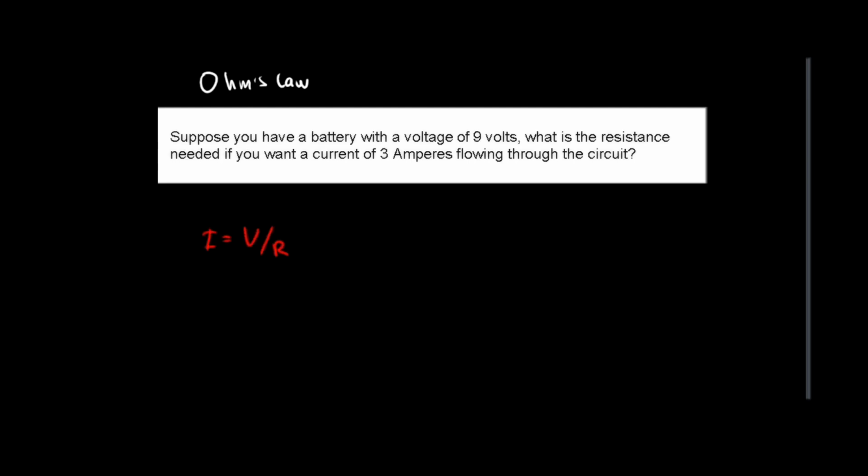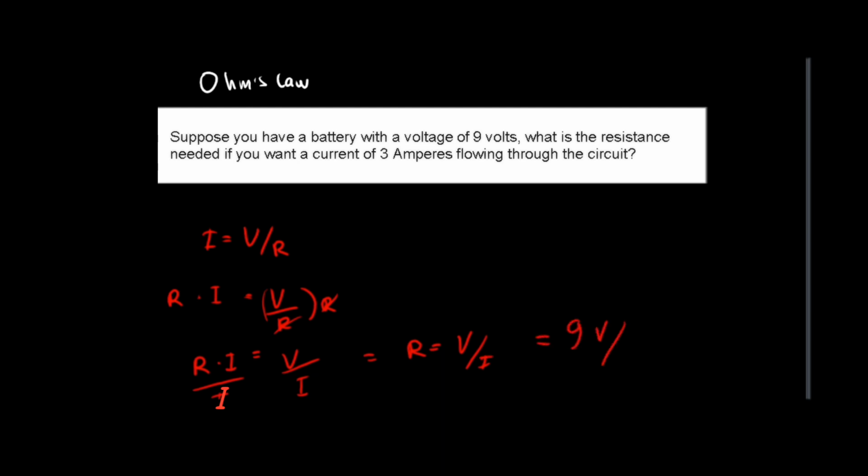To do this, multiply R on both sides of the equation, then divide I into both sides of the equation. So we get R equals V over I. Substituting the given, 9 volts over 3 amps, this would give us 3 ohms. So the resistance needed in the circuit is 3 ohms.